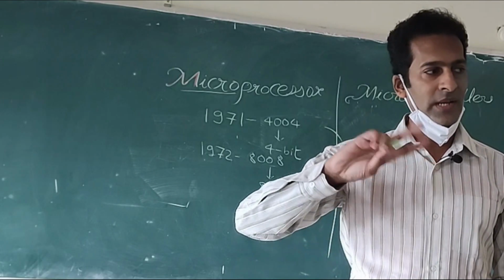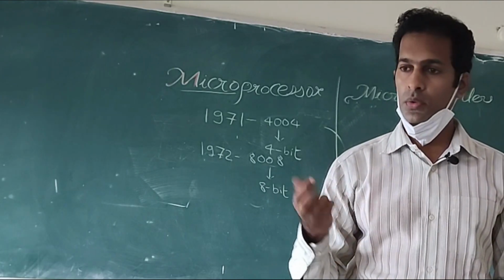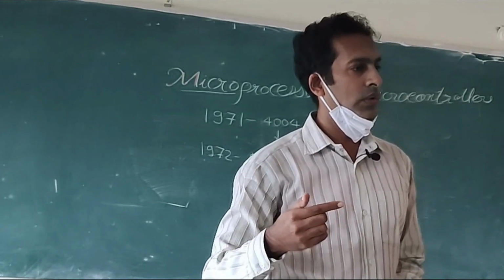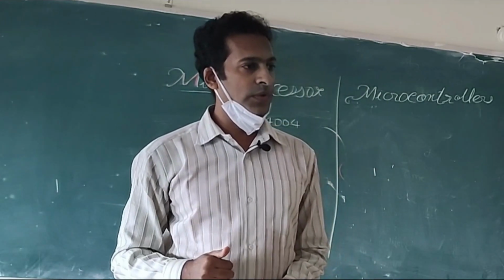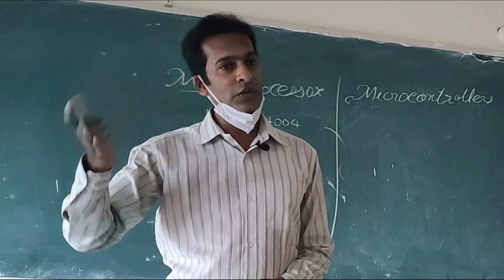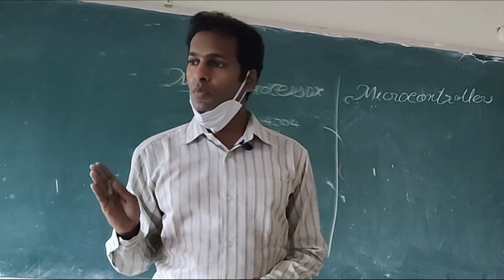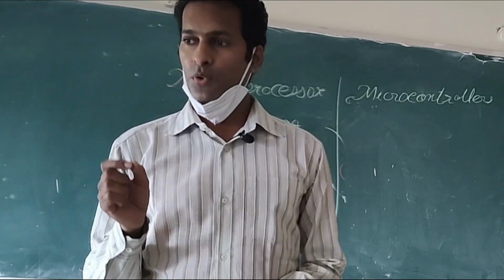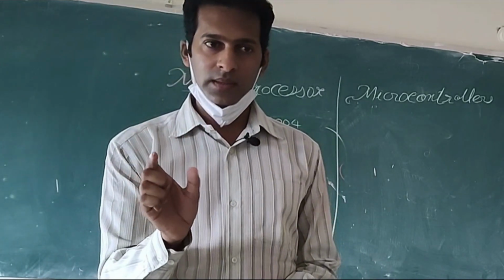This journey started from 4. Every number, if you see, is multiplied by 2. 4 into 2, next is the 8-bit processor. 8 into 2, next will be the 16-bit processor. 16 into 2, 32-bit processor. 32 into 2, 64-bit processor. What is the meaning of a 64-bit processor? They process 64 bits in one cycle.